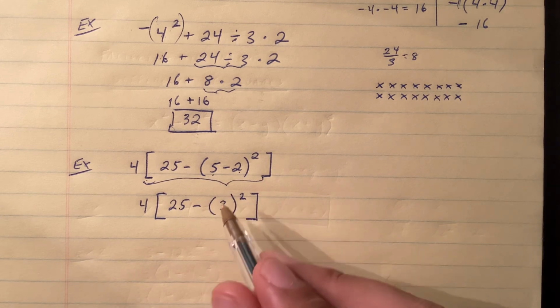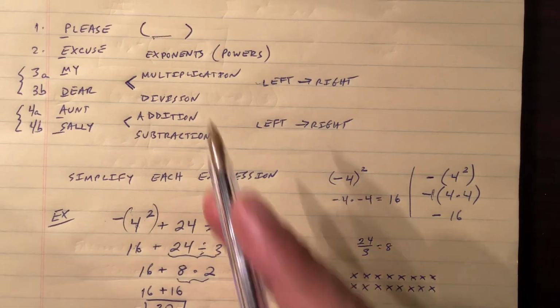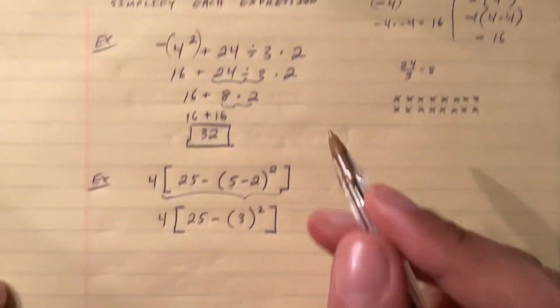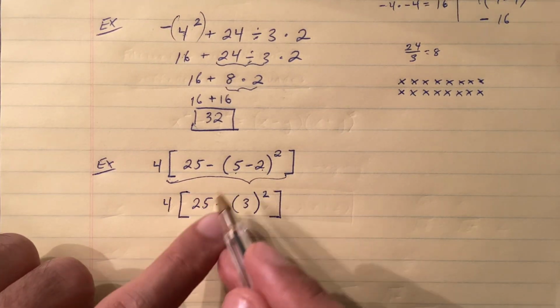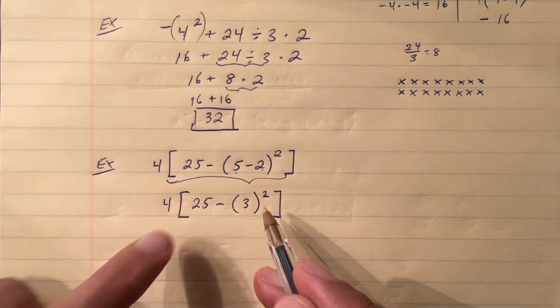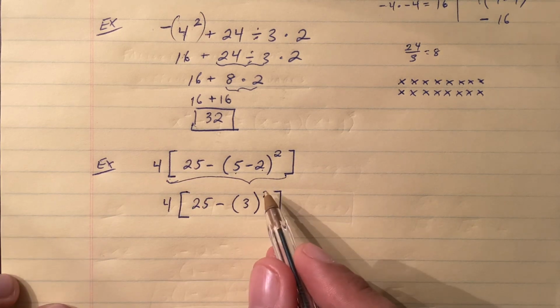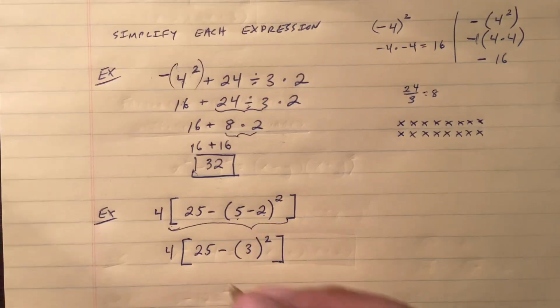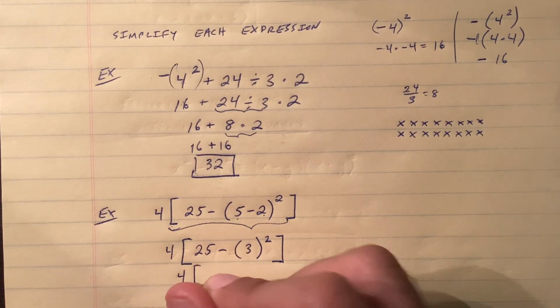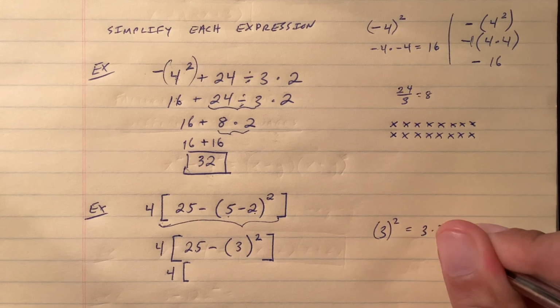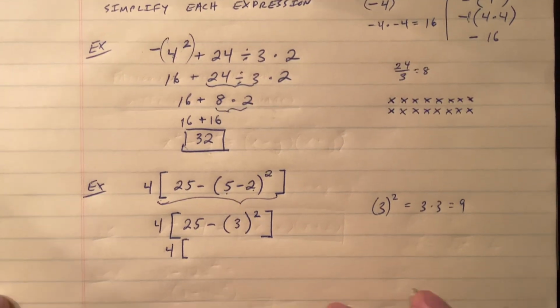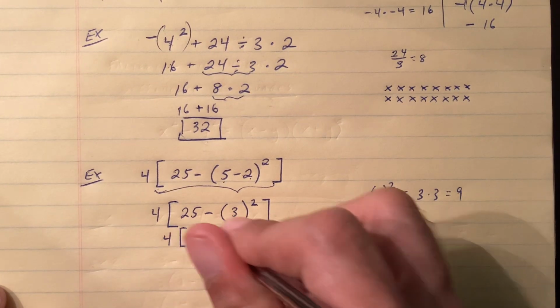So now our next thing in our list, because we took care of these parentheses, we're making our way out and we're working within these bigger brackets that were out here. The next thing we have is this exponent. So 3 to the second is equal to 3 times 3, or 9. Okay, so we have 25 minus 9.